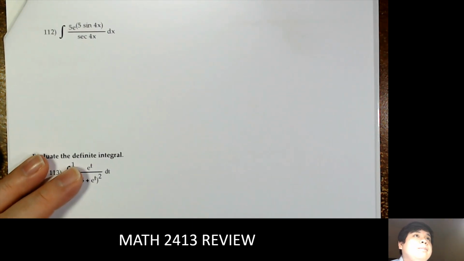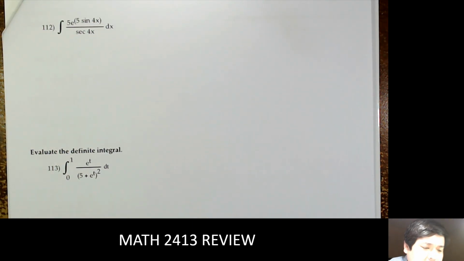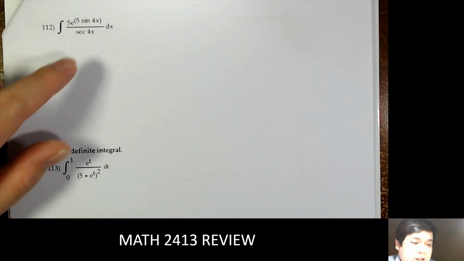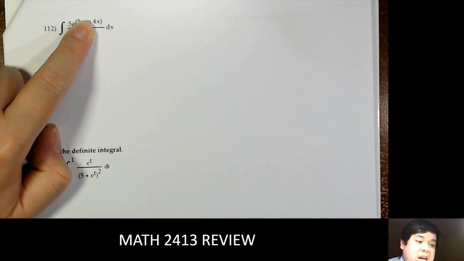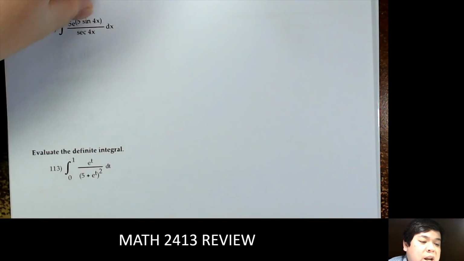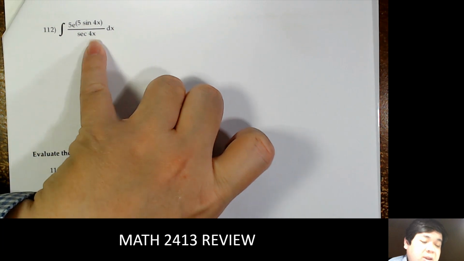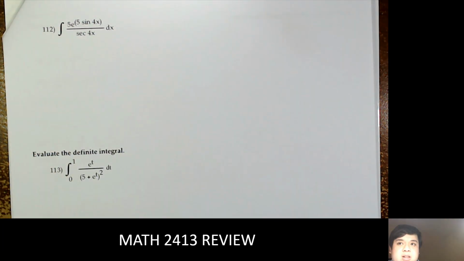Right. Now this one. Let's see. If we let u equal to secant, the derivative of secant is secant and tangent. Doesn't look like that will cancel with this. Now if we let u equal to sine of 4x, the derivative of sine is cosine. Potentially that can cancel with the secant because the cosine and secant are reciprocals of each other. So it might work. Let's see.